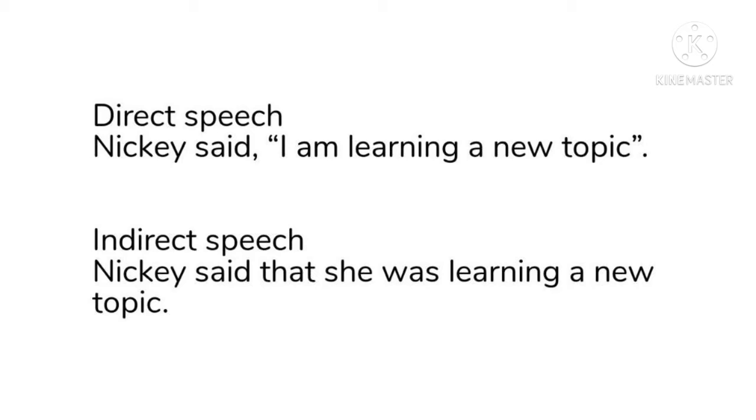In indirect speech, we do not use the exact words of the speaker and do not use speech marks. Instead, we report what was said using the word that and the past form of the verb used by the speaker. For example, Nikki said that she was learning a new topic. Here, someone just reported the words said by Nikki to someone. So, we can find the past form and the keyword, the conjunction that, used here.